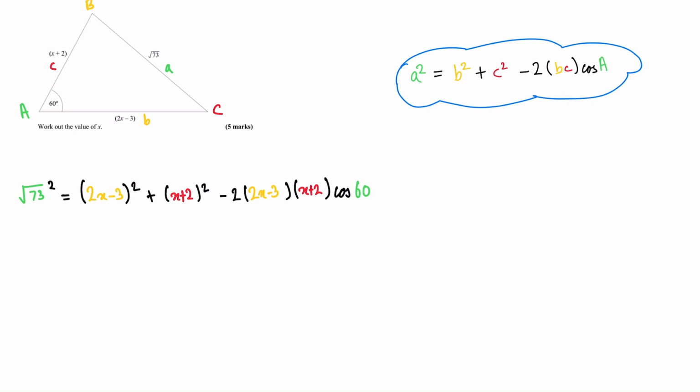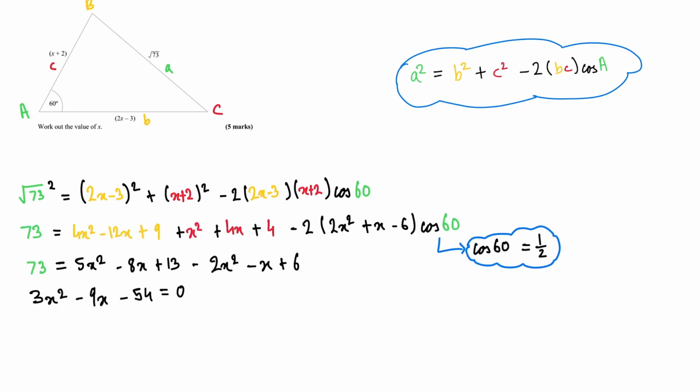And because we have values that have x in them, we have x plus 2 and 2x minus 3, we know that we're going to end up with a quadratic. So here you can see I've simplified it out. What I would suggest is doing it step by step like I have here. So I've expanded the 2x minus 3 squared, then I've expanded the x plus 2 squared, and I've expanded the 2x minus 3 times x plus 2. And then cos 60 equals a half, so that just cancels out with the 2 that you're multiplying it with.